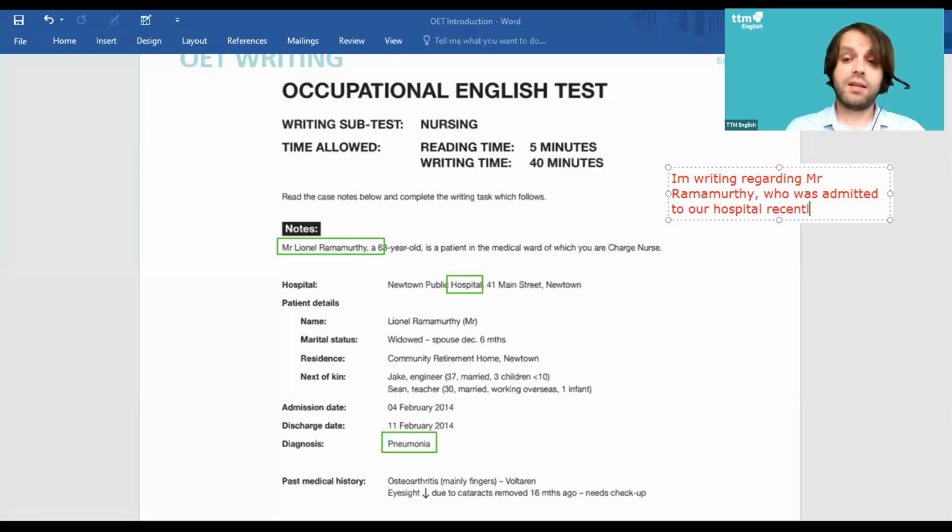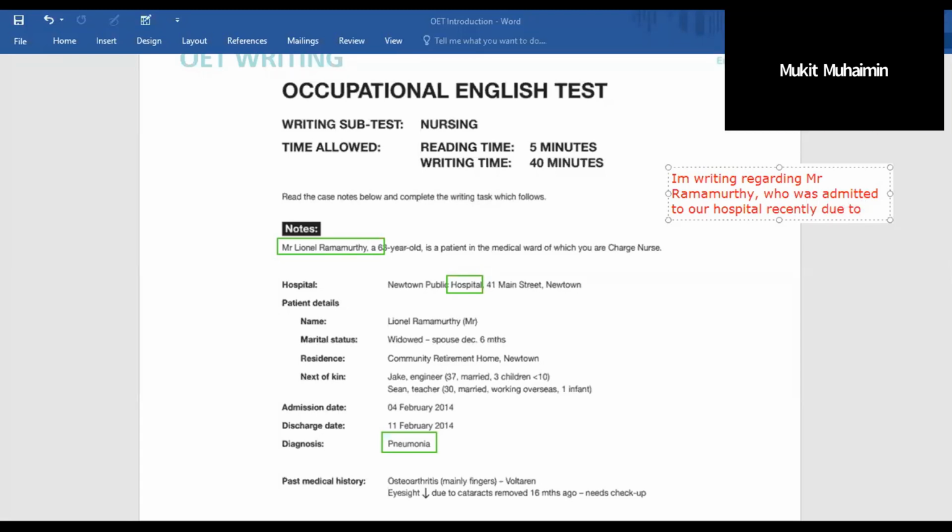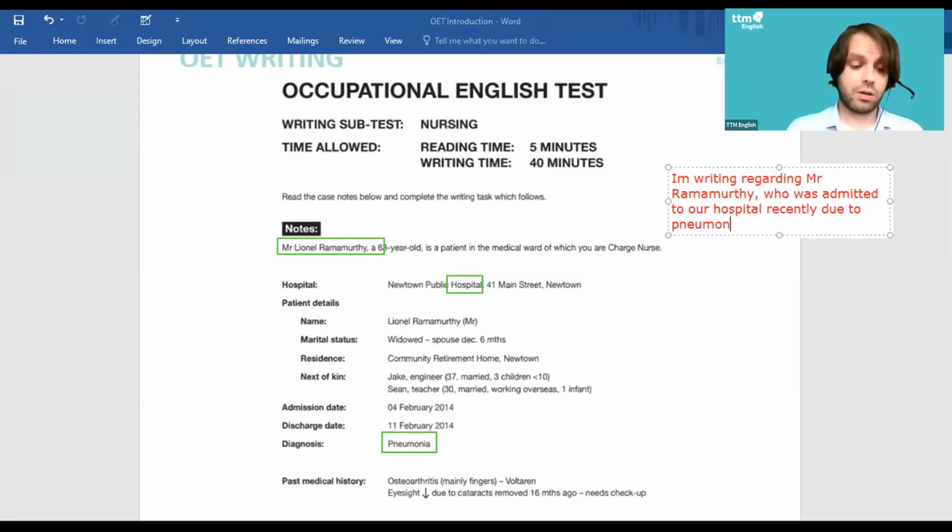We could say recently, yeah. Due to, is it due to or is it for? Due to. Yeah, due to pneumonia. That's simple. That's clear. I'm happy with that. Let me test someone like Han.